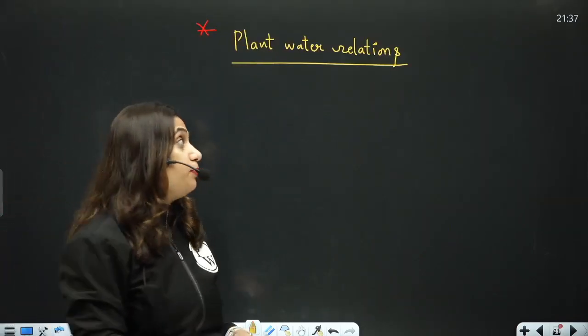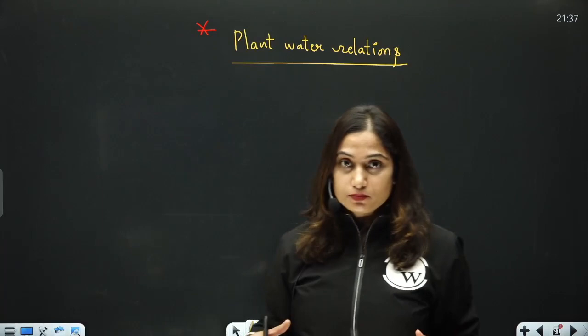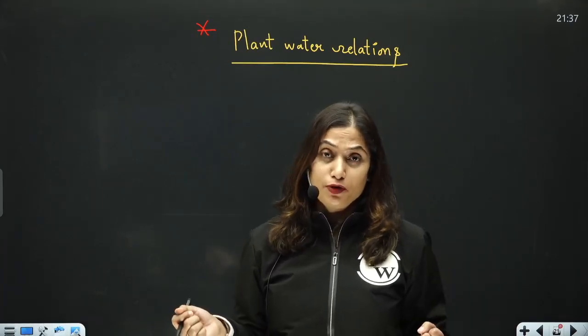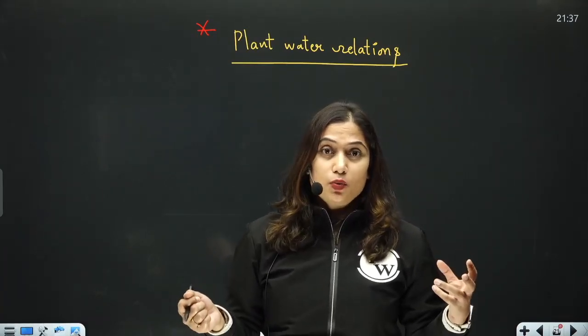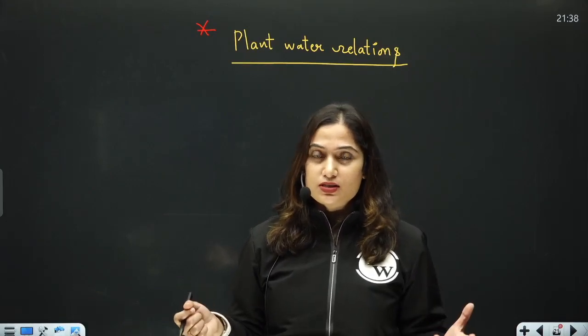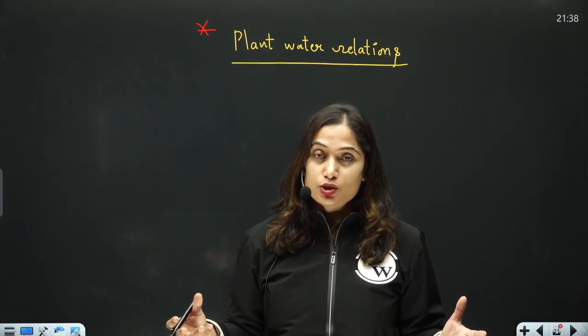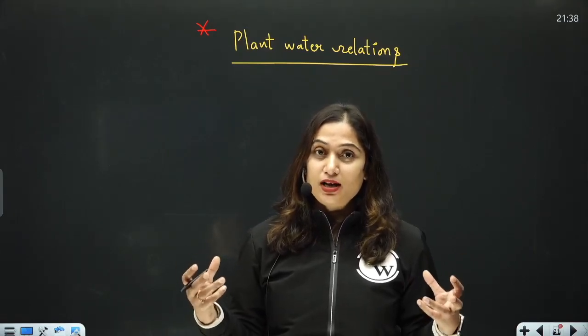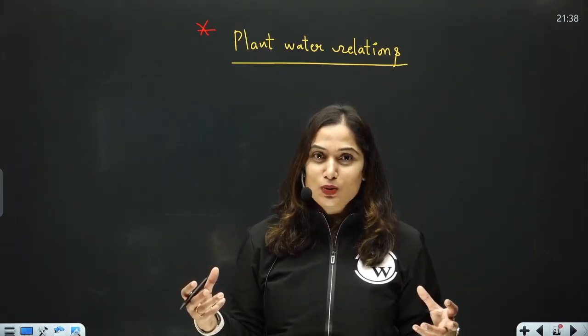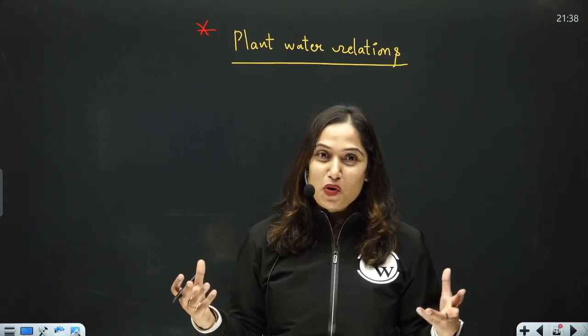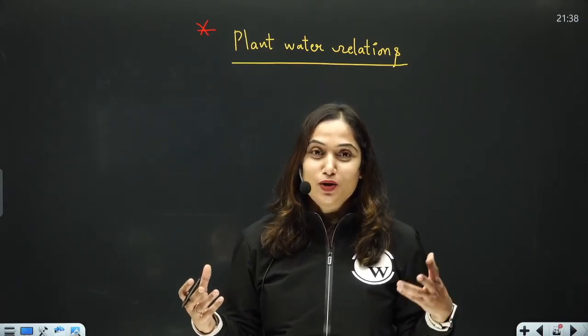Let's discuss plant water relations now. Water is very important for plants, right? Because with the help of water, photosynthesis occurs. Water acts as a medium for the various enzymatic reactions. Water maintains the shape and turgidity of the cell. So there is a very intimate relation between water and the plant. Without water, a plant cannot do anything.